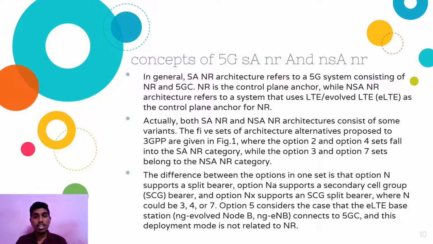Actually, both SA NR and NSA NR architectures consist of some variants. The five sets of architecture alternatives proposed to 3GPP are given in figure 1, with the option 2 and option 4 sets falling into the SA NR category, while option 3 and 7 sets belong to the NSA NR category. The difference between the options in one set is that option N supports a split bearer, option Na supports a secondary cell group bearer, and option Nx supports an SCG split bearer, where N could be 3, 4, or 7.